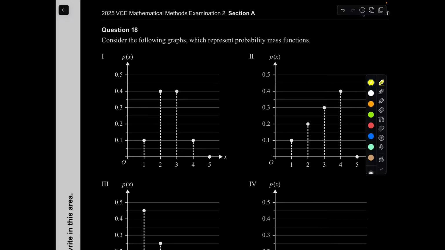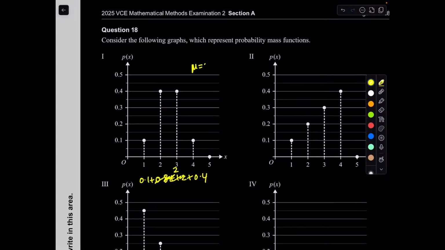So let's do that. 1 times 0.1 is 0.1, plus 2 times 0.4 is 0.8, plus 3 times 0.4 is 1.2, plus 4 times 0.1 is 0.4. And so by inspection, this here is 2.5. So the mean for this graph is 2.5. Look how easy that is.